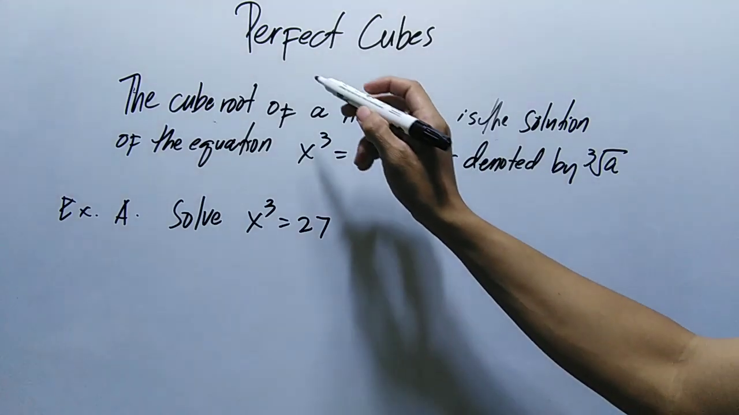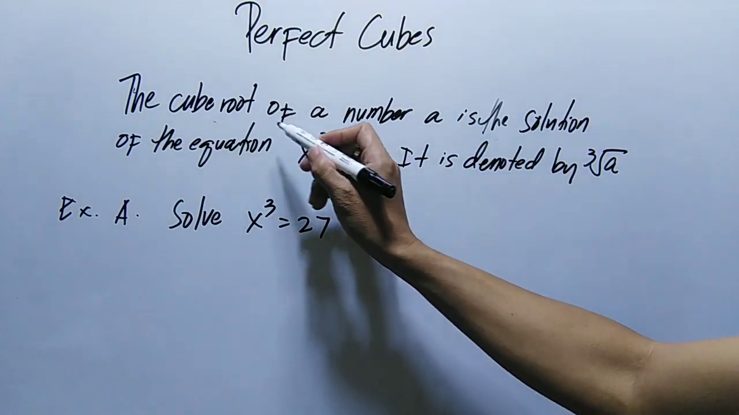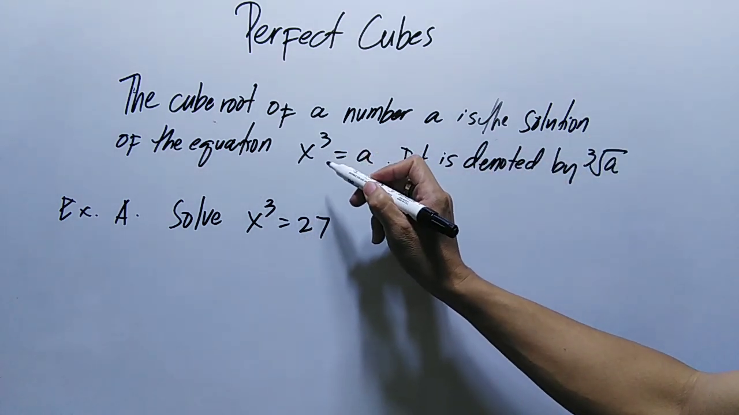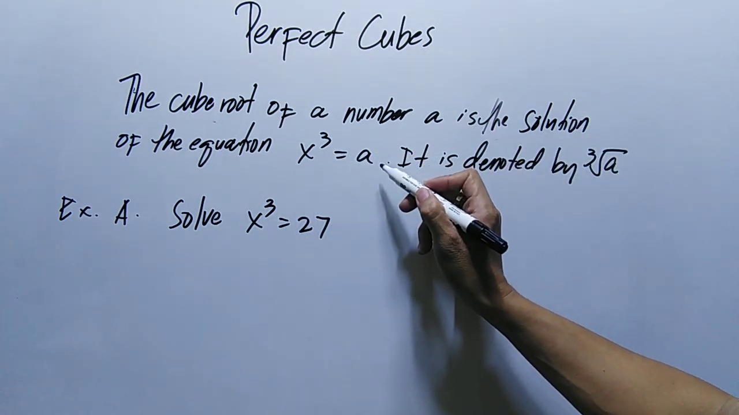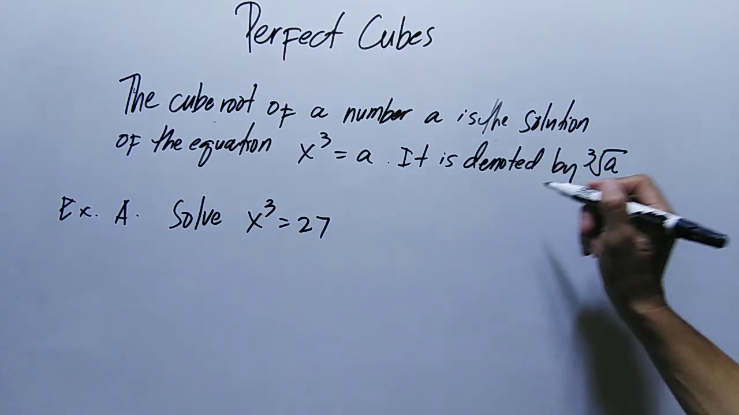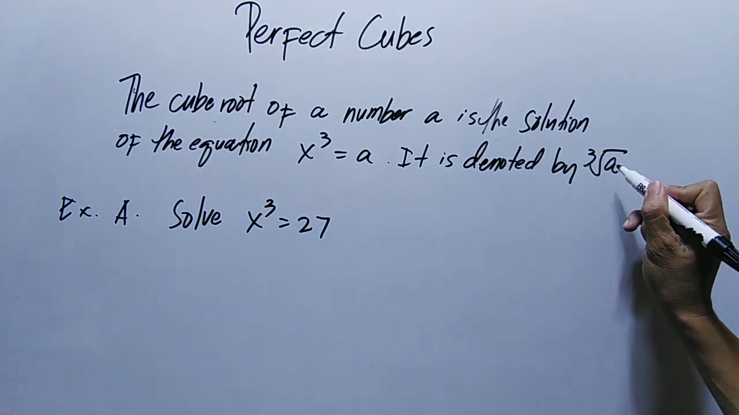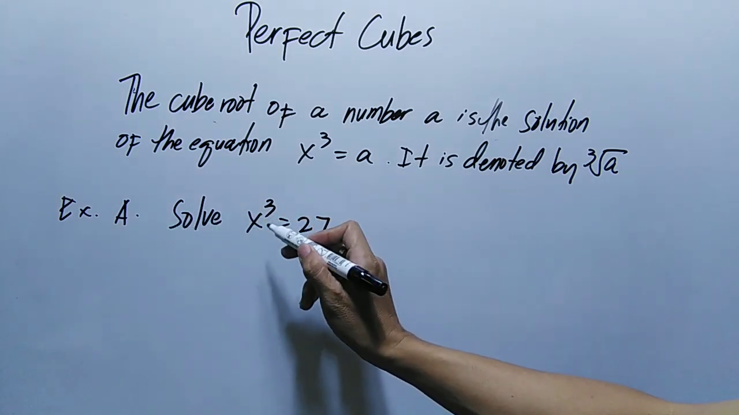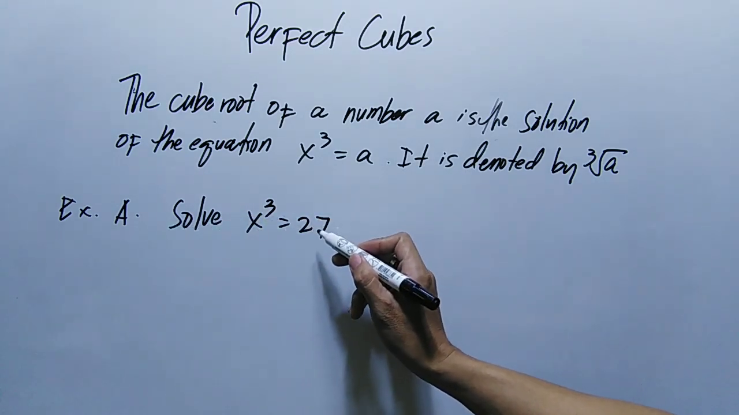This is our topic, perfect cubes. The cube root of a number a is the solution of the equation x cubed equals a, or it is denoted by the cube root of a. Okay, so let's have an example, letter A. Solve x cubed equals 27.